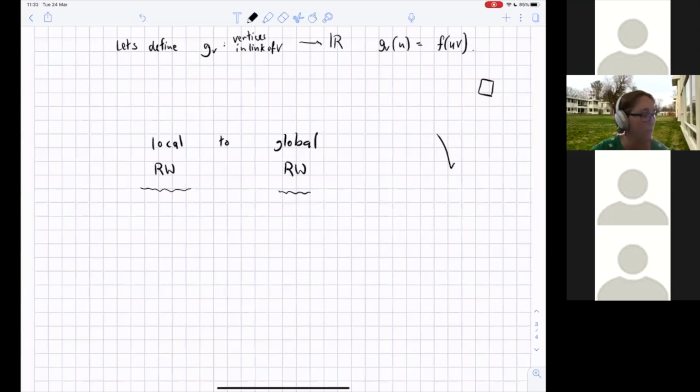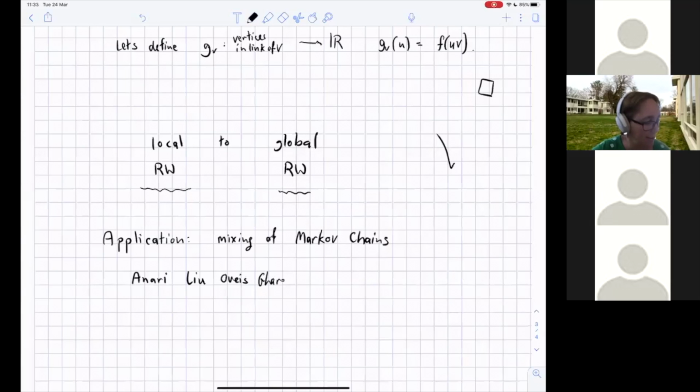Now let's move to the application to mixing of Markov chains. There was this breakthrough result by Anari, Liu, Oveis Gharan, and Vinzant that proved something that was open for many years about the mixing of random walks on matroids. I don't want to go into all this, and I'm also not an expert in this area, but there are many situations where you have some Markov chain on an exponentially large state space, and you want to sample a random element in it.